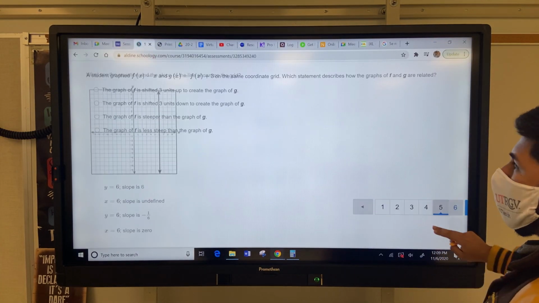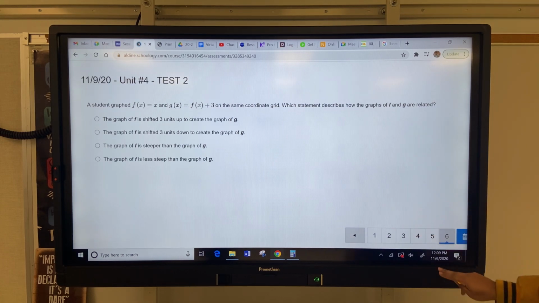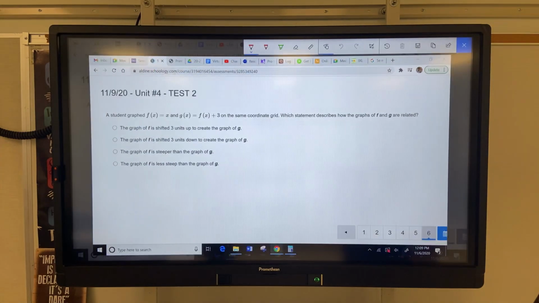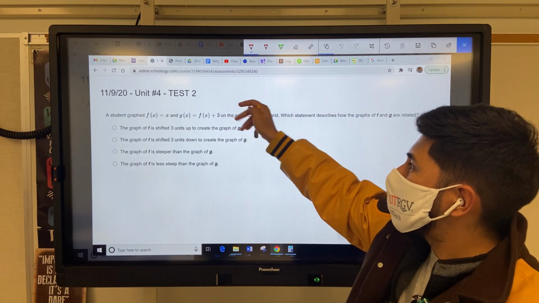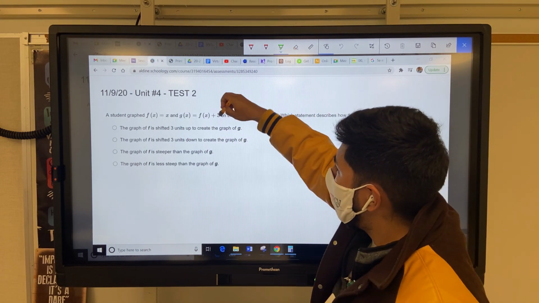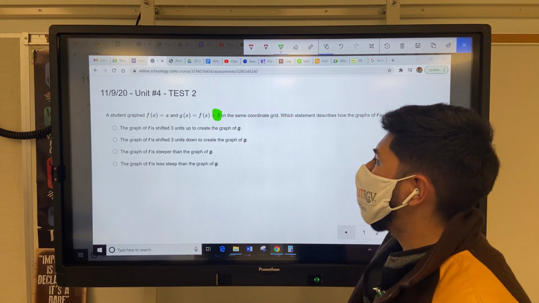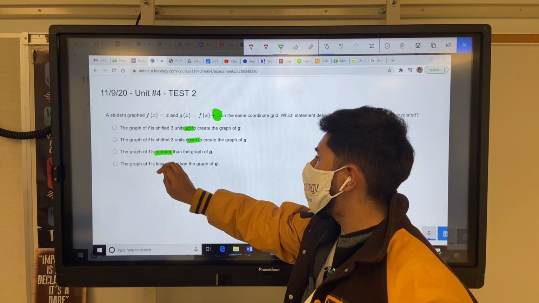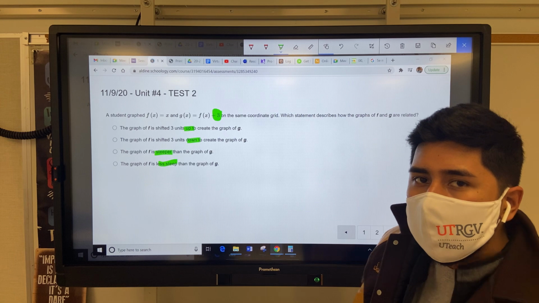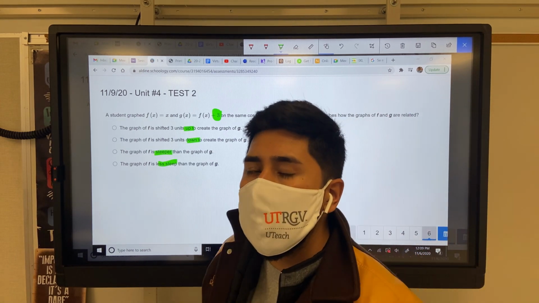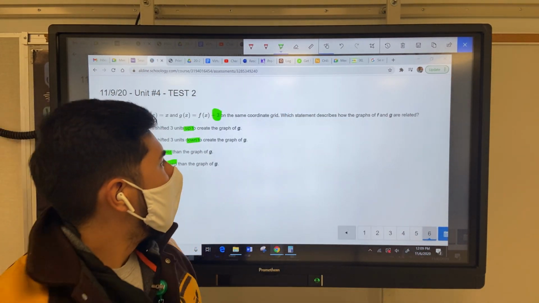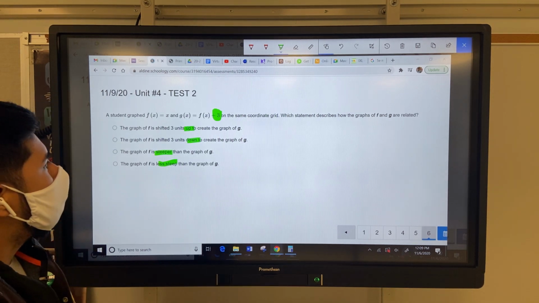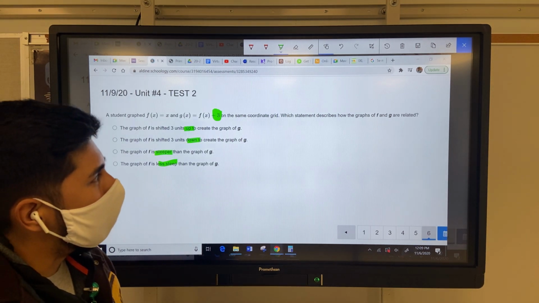And the last one, this is what we just did this past week. You got the parent function and the second function. That plus 3 tells me what to do. Am I going up, down? Is it steeper or less steep? Look at those folders from last week. That should be able to give you an easy answer, and you'll be good to go, ladies and gentlemen.